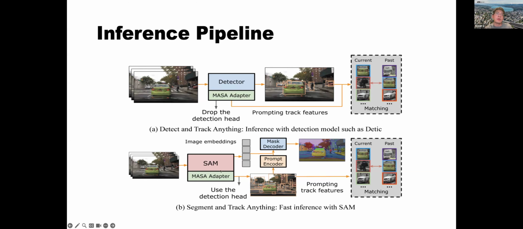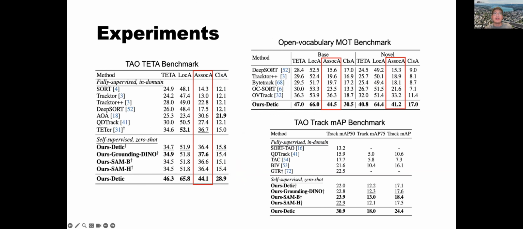And this same approach can work with SAM. You can treat SAM as a proposal generator, because in the last step we learned how to distill the detection knowledge from SAM. So you can also track all of SAM's masks.